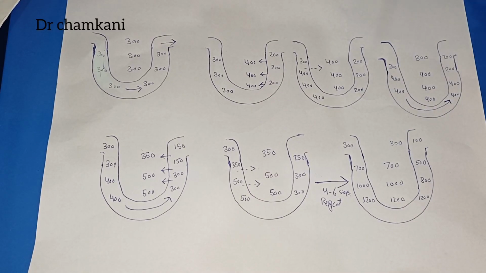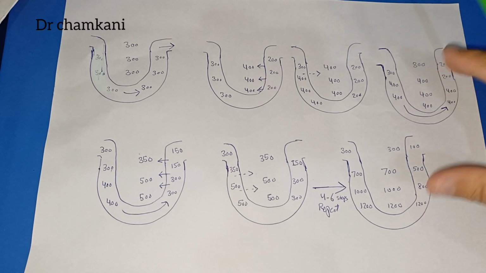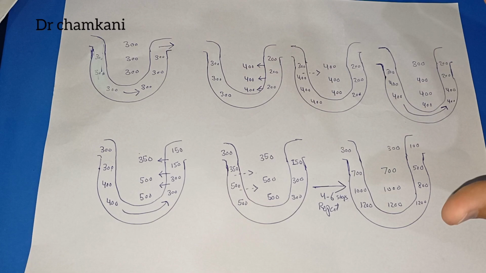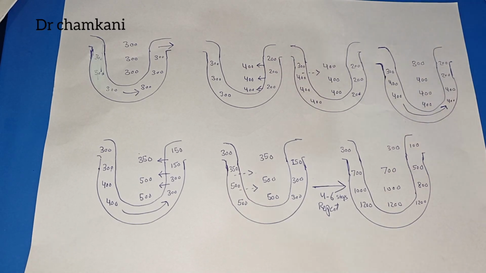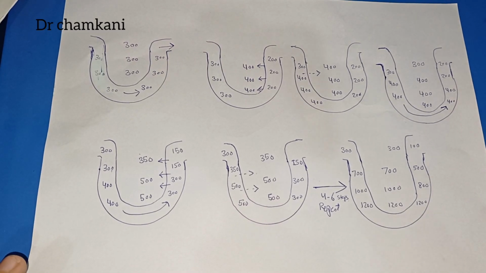Today in this lecture, we are going to discuss the steps involved in the counter-current multiplier mechanisms. This is a very simple and easy topic and you will understand it. There are 6 important steps which get repeated and it leads to the counter-current multiplier mechanisms. First of all, what is the purpose of this counter-current multiplier mechanism?